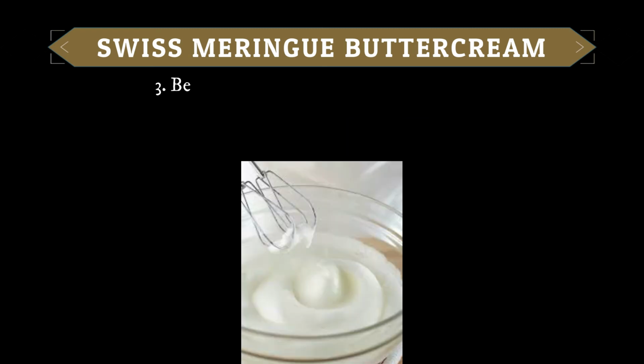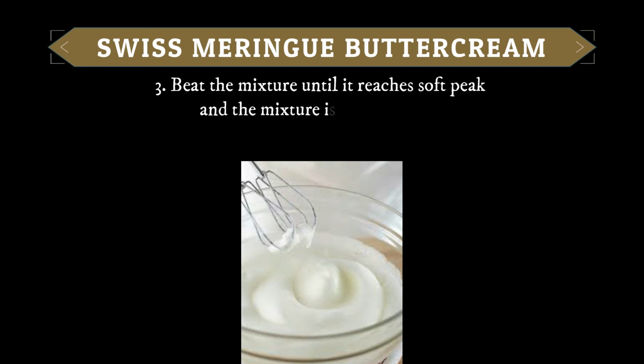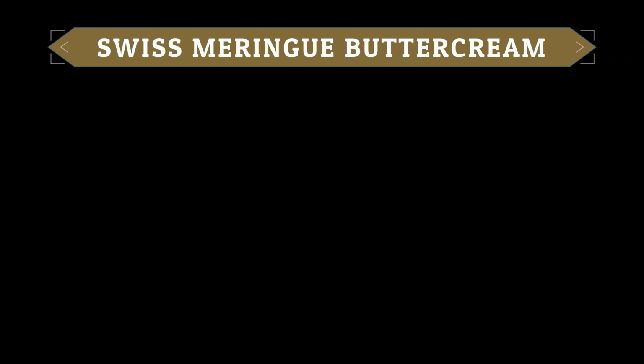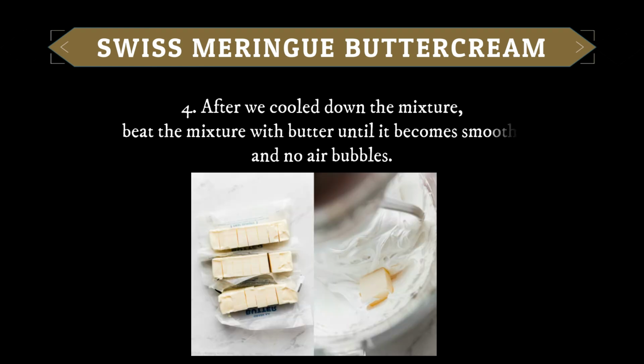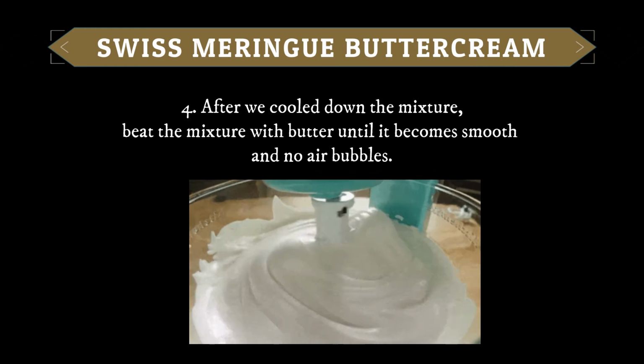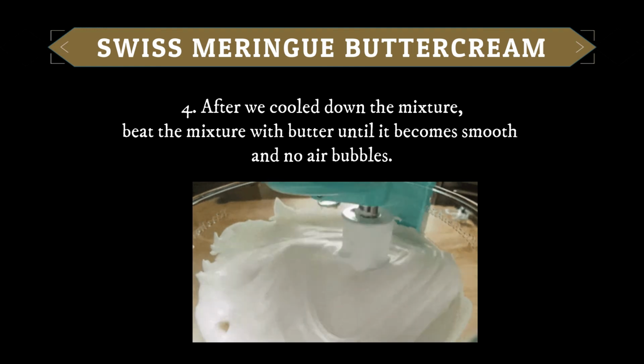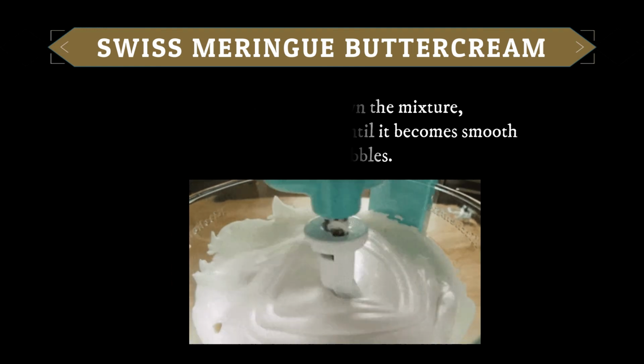So for the third step, we need to beat the mixture until it gets soft peaks, and we need to cool down the mixture. This step can increase the volume during the baking process. After we cool down the mixture, we need to beat the mixture with the butter until it produces a smooth texture and there are no air bubbles.